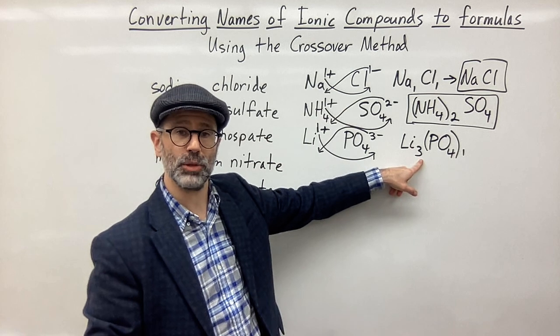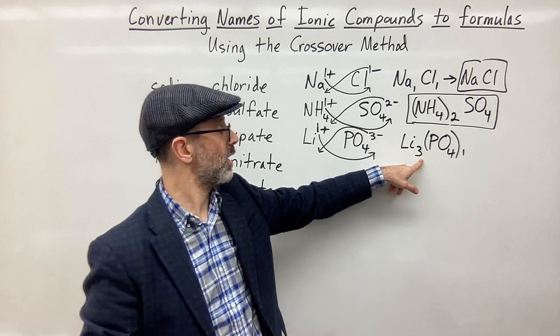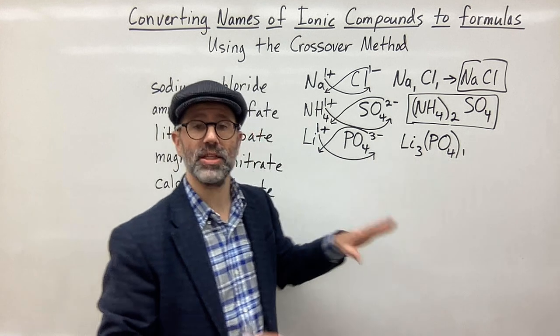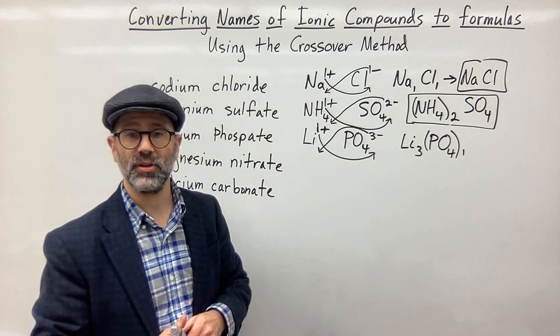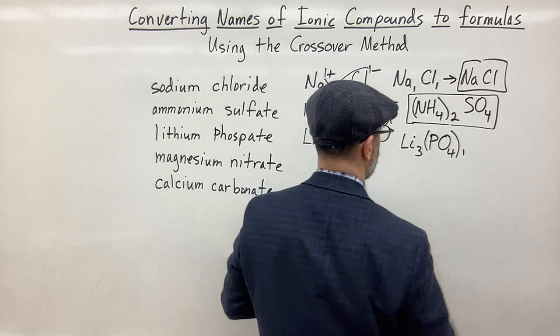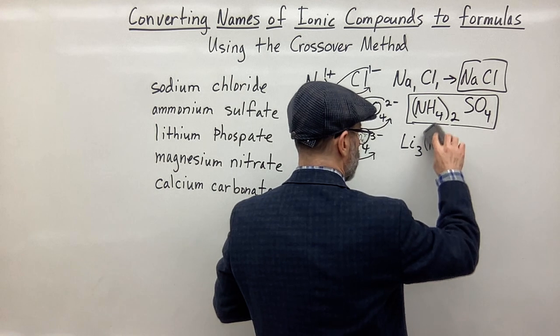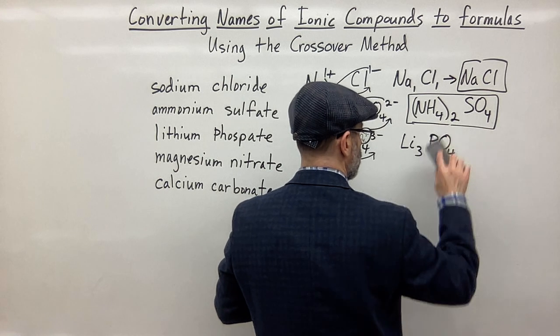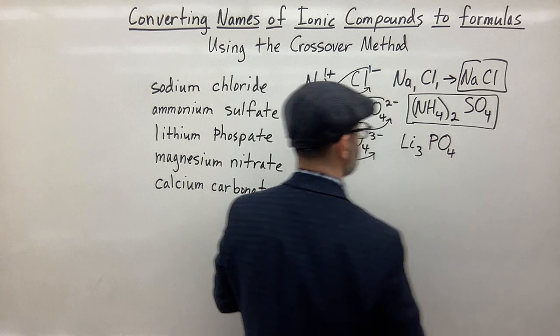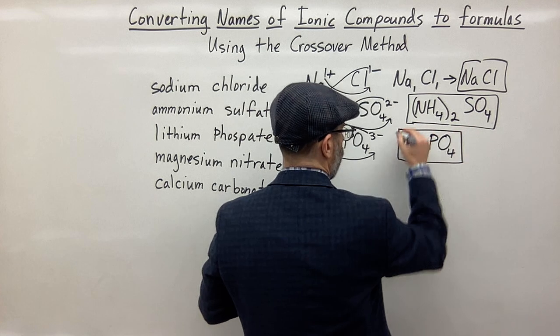So the 1 here and the 3 here are as simple as it can get. They're not reducible. You can't really simplify 1 to 3. That's it. And so that makes it obvious. But again, we don't write the parentheses if you've only got one polyatomic ion. So we don't need that. And again, we don't really write the ones. So this would be the formula as is. Li3PO4.